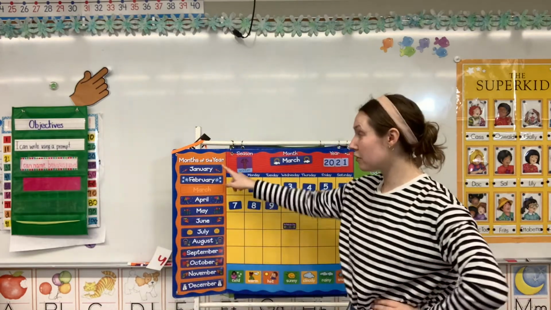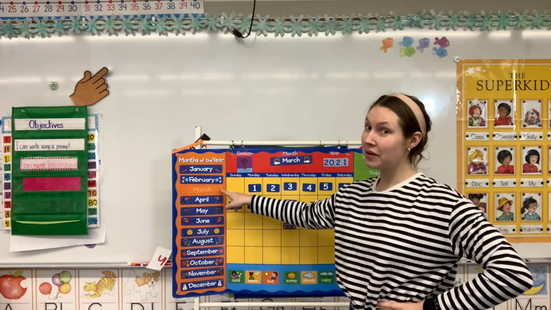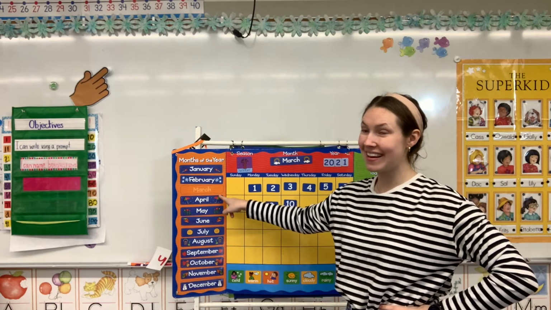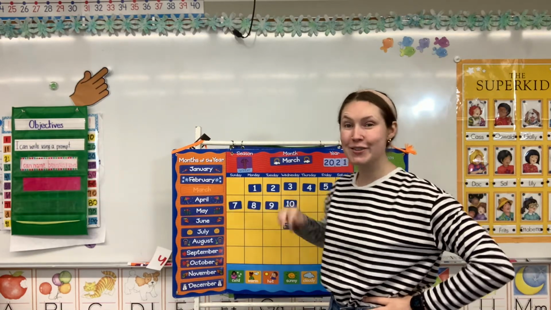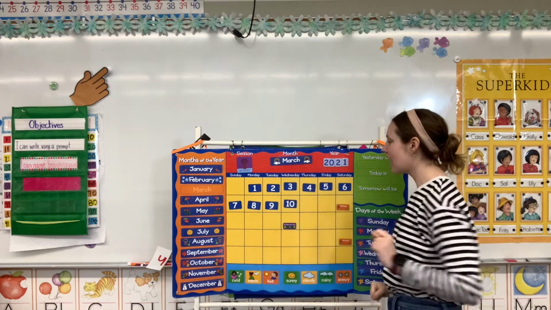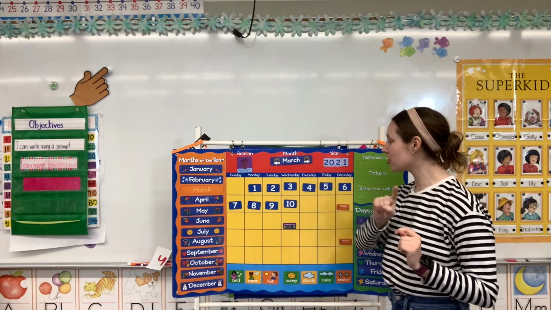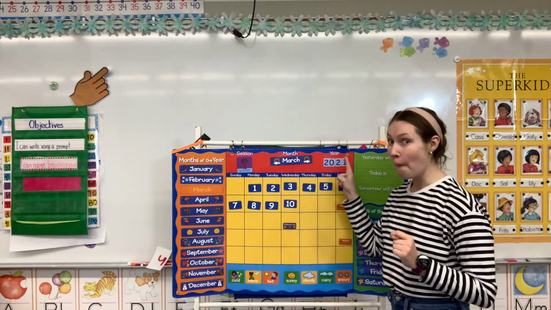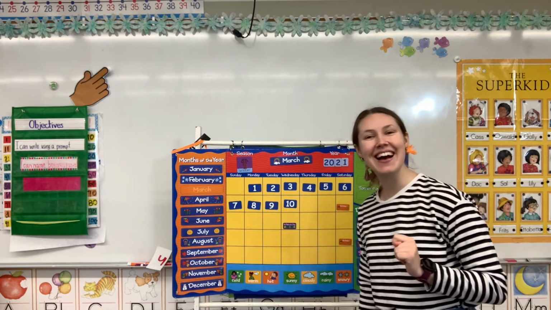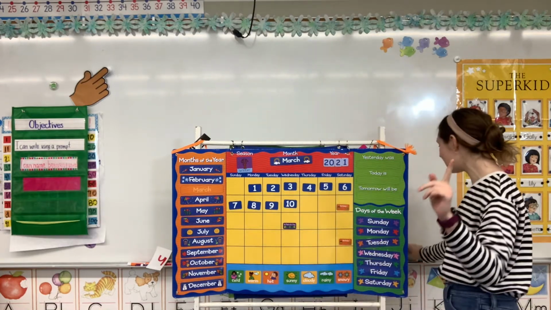Now we know we went through January. We know we finished February, so we are in March. We are in the month of March. And we know now it is March 10th, 2021. That's the month, or that's the year.